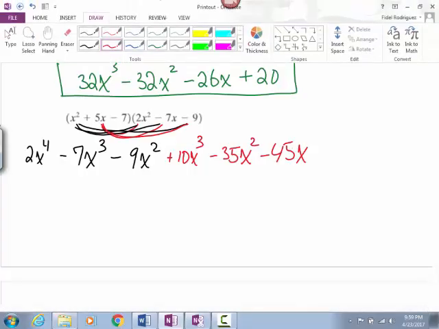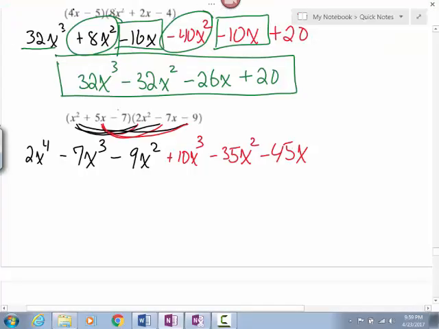Okay, we have one more to do, the negative 7. So negative 7 times 2x squared should give us a negative 14x squared. A negative 7 times another negative 7x is a plus 49x.